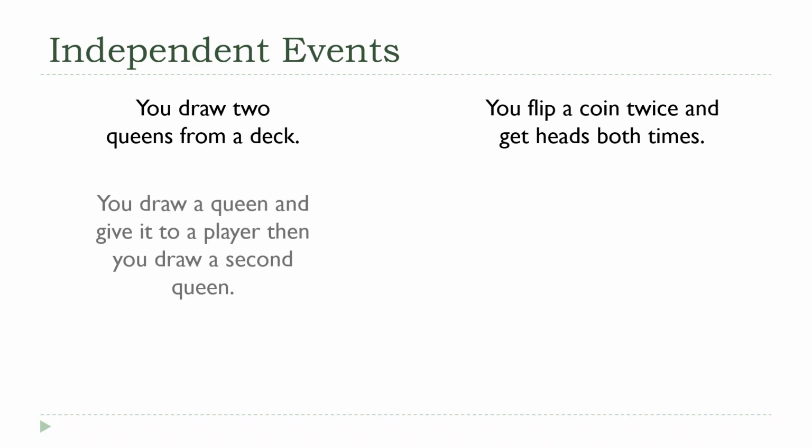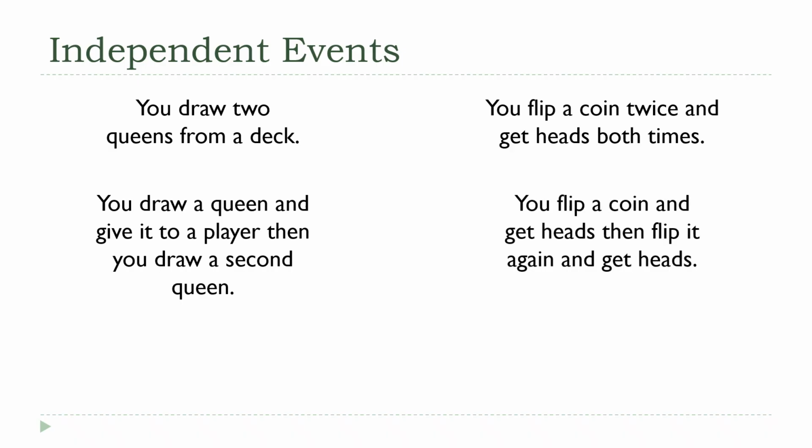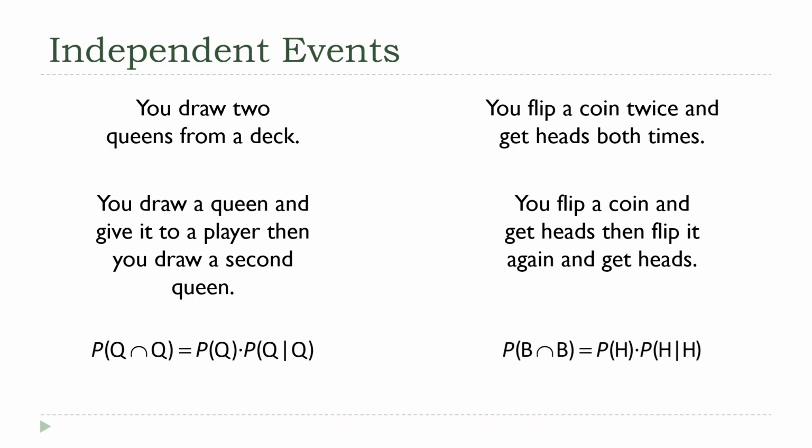The first one, if I split it up into its two simple events, is you draw a queen, give it to a player, and then you draw a second queen. The second one, on the other hand, is you flip a coin, get heads, then you flip the coin and get heads again. Okay, so we think of these in terms of probabilities, right? The probability of getting two queens, according to our conditional probability rule, is the probability of a queen times the probability of a queen given that the first card was a queen. Over here we get the same thing but with heads.